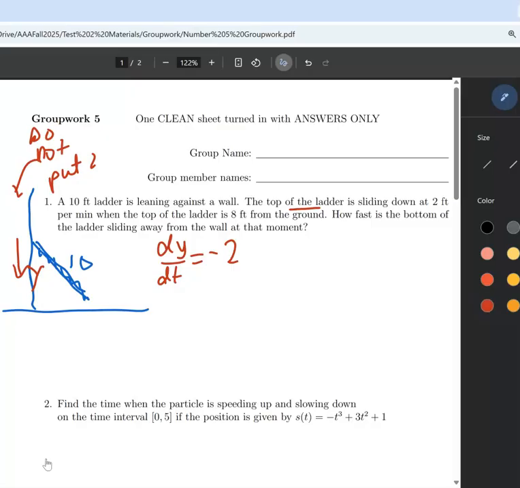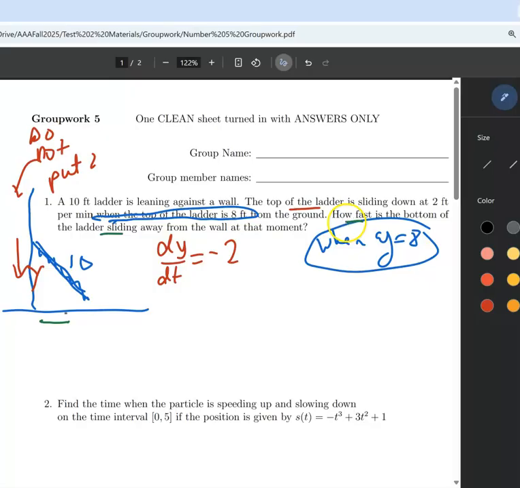Okay, so what else do we give in here? The when information. So when the top of the ladder is 8 feet, that means when y equals 8. Remember, save that until after the derivative. How fast is the bottom of the ladder sliding away from the wall? So that's an x, and I want to find dx dt. So we've got 3 of the 4 things that we need. We have the given rate, the find rate, the when information, and now I'm going to get the equation.